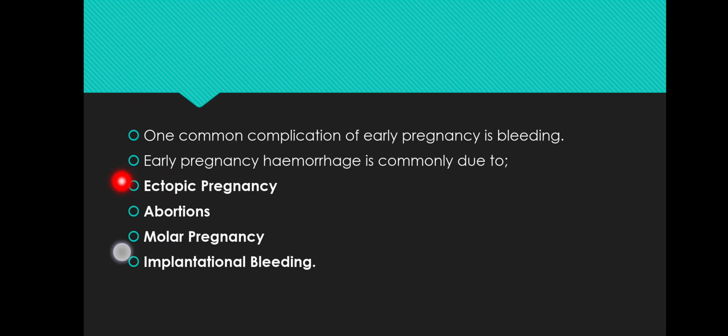Ectopic pregnancy, it could be abortions, it could be molar pregnancy, it could also just be implantation bleeding. So now, in looking at these common differentials for bleeding in early pregnancy, we are going to start off by looking at ectopic pregnancy.